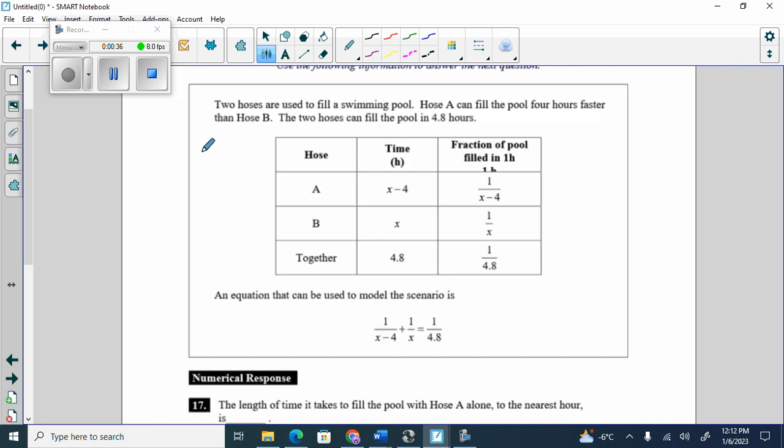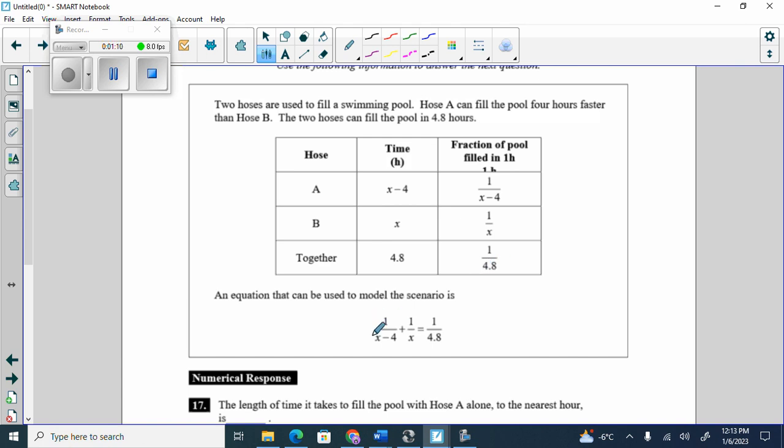So here we have two hoses are used to fill a swimming pool. Hose A can fill the pool 4 hours faster than hose B. The two hoses can fill the pool in 4.8 hours. So if B is x, then A would be x minus 4 because it'll fill it 4 hours faster. And then they go a fraction of the pool in 1 hour. So we do 1 divided by x minus 4, 1 divided by x, and the time together is 1 divided by 4.8, because 1 would take the whole hour.